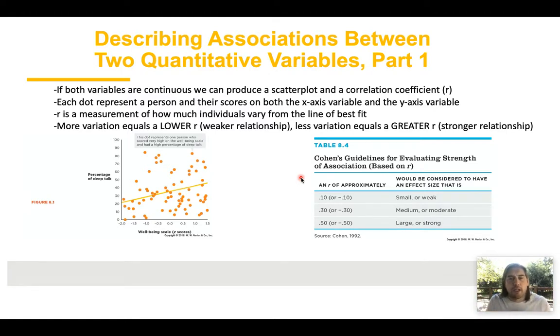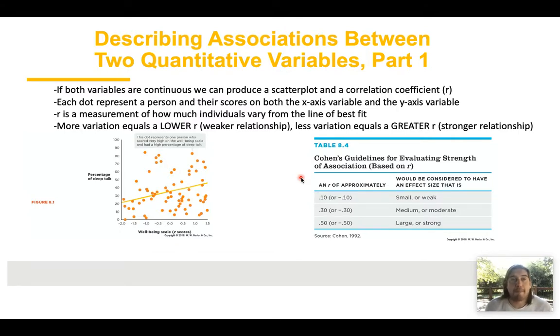So what we're really looking at here is the absolute value of r tells us the strength of the relationship. And the sign of r, whether it's a positive number or a negative number, tells us the directionality, that positive versus negative thing that we did a few slides ago. So the absolute value of r tells us the strength of the relationship. The sign of r tells us the directionality of the relationship.